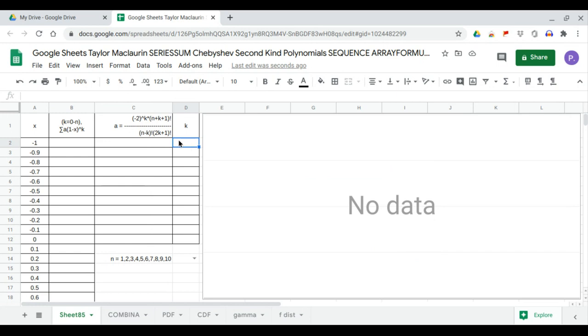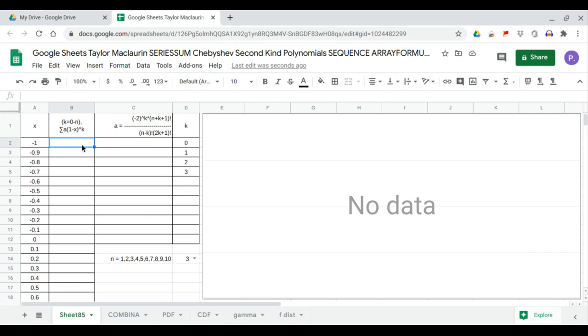Our k will be from 0 to n. So this is equal to sequence of n plus 1, one column starting from 0 incremented by 1. So if our n is 1, our value for k is 0 and 1. If n equals 2, our values of k are 0, 1, 2. And n equals 3, our value k is 0, 1, 2, and 3.